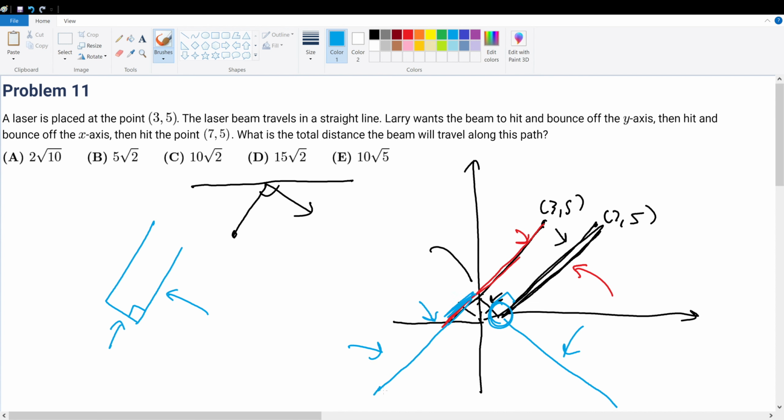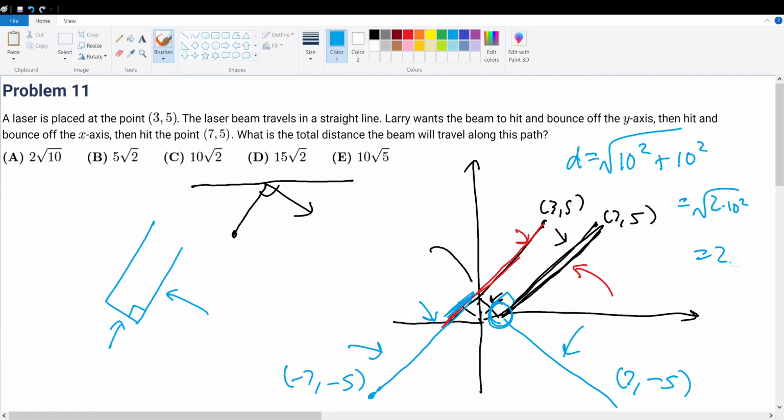So this point right here, what would it be? Well, we know if it's reflected over the x-axis, this would be (7, -5), which reflected over the y-axis would give you (-7, -5). The endpoints are what matter because that's the total distance traveled. So the distance traveled will be simply the square root of (3 minus -7, which is 10) squared, plus (5 minus -5, which is another 10) squared, which is equal to the root of 2 times 10 squared, which is equal to 10 times root 2. So answer choice C would be our final answer.